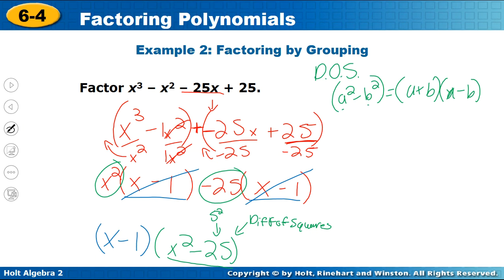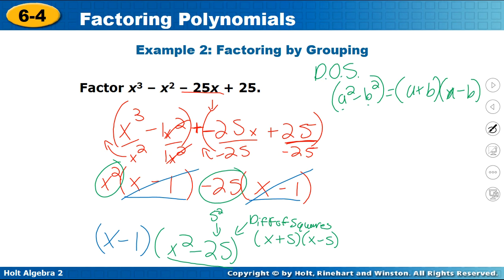So that means this difference of squares would result in x plus 5, x minus 5. So if I put everything together, my final answer, I have that x minus 1 from before, but when I factor my difference of squares, I also have x plus 5 and x minus 5 as an additional result.